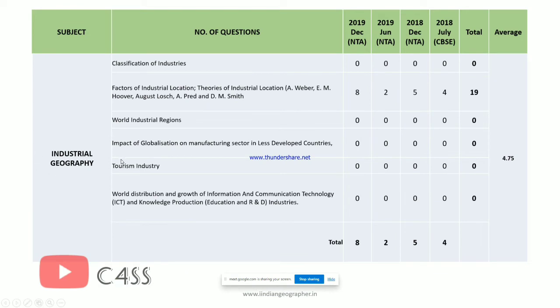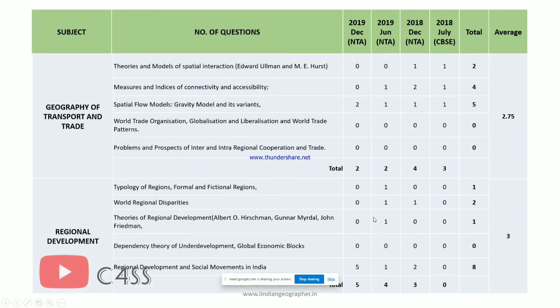Now, industrial geography, again you'll find concentration is on theories, right? All the location theories, Weber, Losch, Fred and Smith, right? The rest of the topics they haven't even touched. So all these years, you can see all the 4 years they haven't even touched that. So let's hope that they follow this particular pattern. So 5 questions for sure from this part.